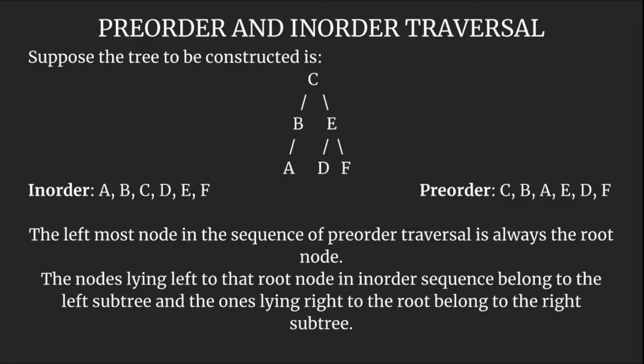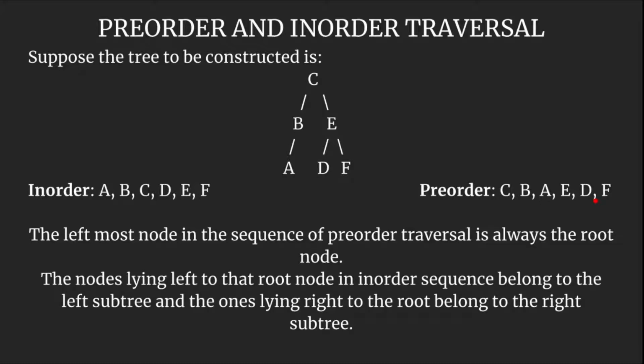Suppose the binary tree to be constructed is like this, where the root node is C. It has two children, B and E, and again B has a left child A and E has two children, D and F. So if we do an in-order traversal on this binary tree, we get the sequence A, B, C, D, E, F. And if we do a pre-order traversal on this binary tree, we get a sequence like C, B, A, E, D, F.